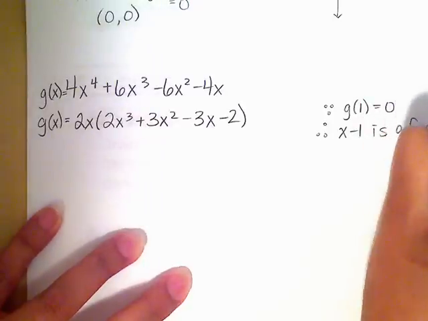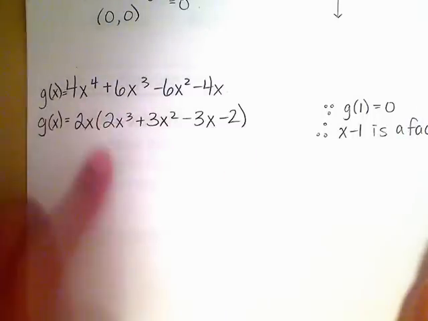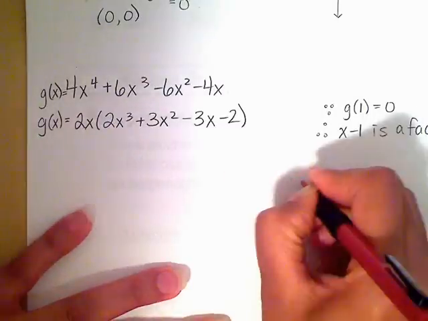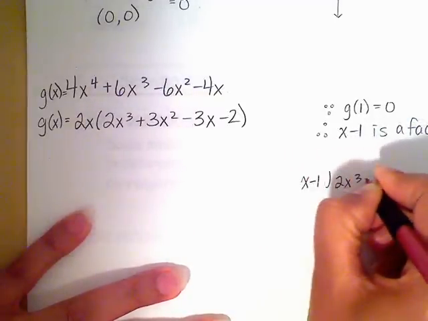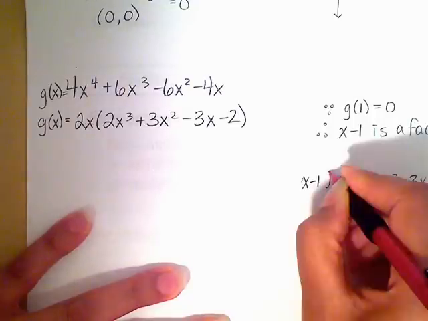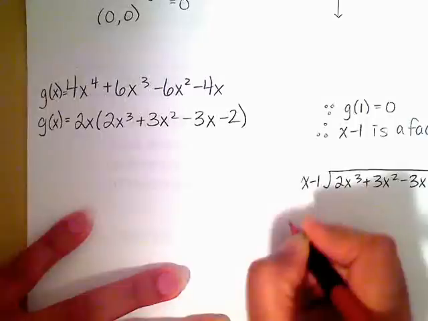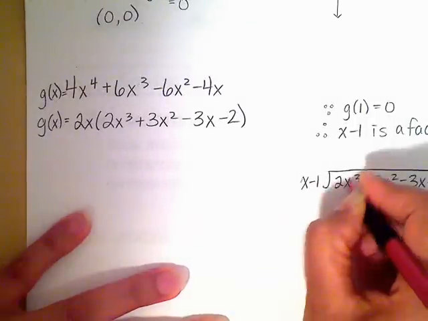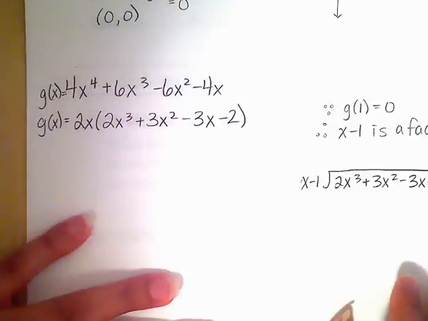And I'm only going to look at this part here when I'm doing my factoring, so I'm going to use long division to do this. So I have x minus 1 into 2x cubed plus 3x squared minus 3x minus 2. This example really combines all the different concepts that we've looked at so far. We looked at long division, we looked at factor theorem, and we looked at graphing as well. So it sort of combines everything.